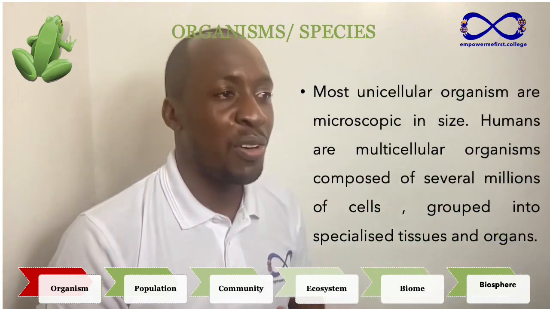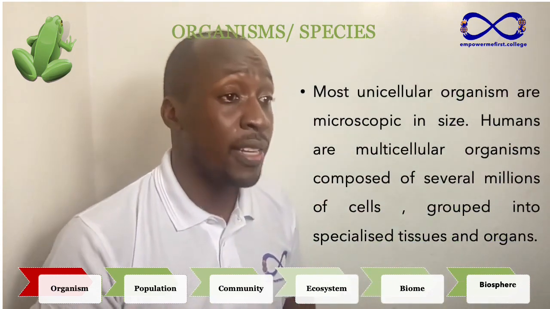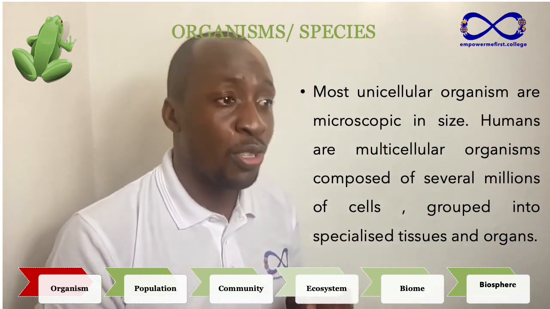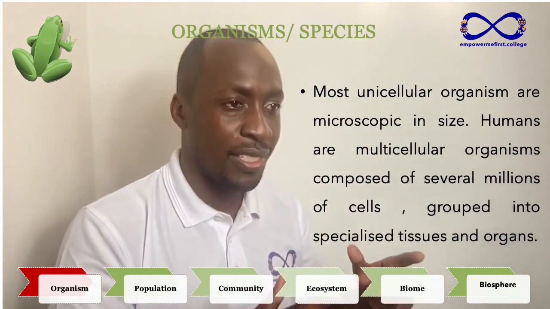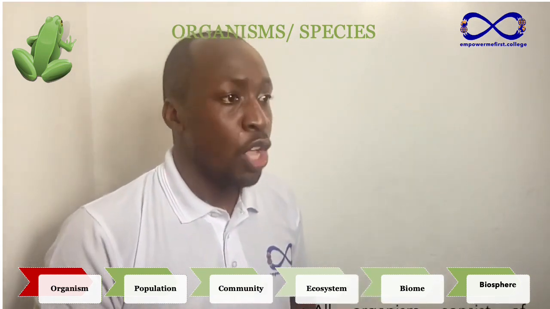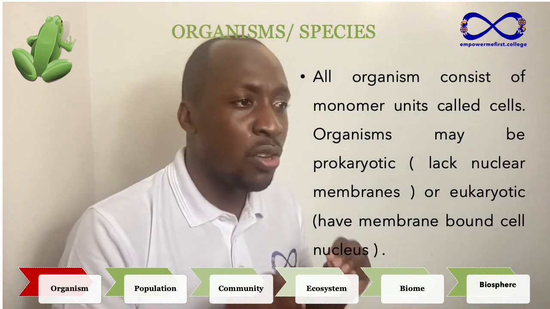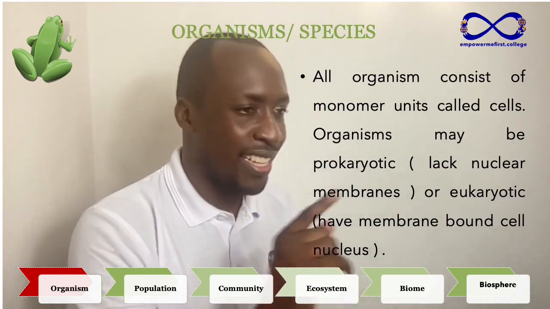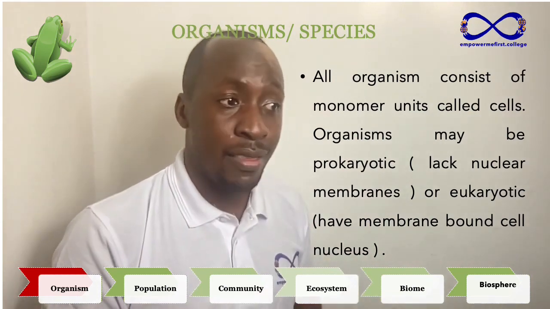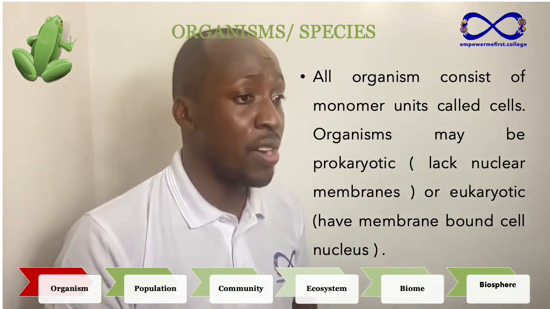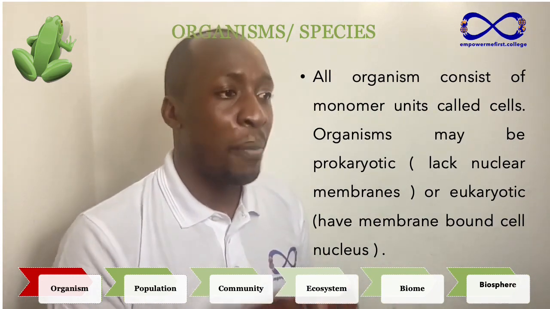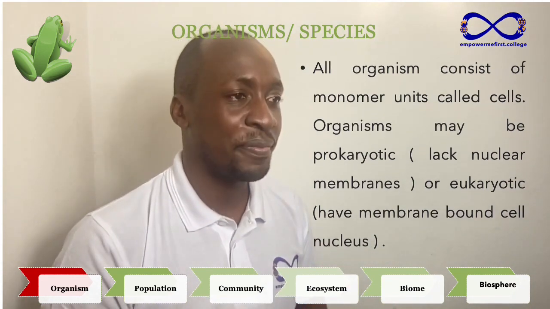Most unicellular organisms are microscopic in size, and humans are multicellular organisms composed of several millions of cells grouped into specialized tissues and organs. So all organisms consist of a monomer unit called a cell. Organisms may be prokaryotic, that is, they lack a nuclear membrane, or eukaryotic, having a membrane-bound cell nucleus.